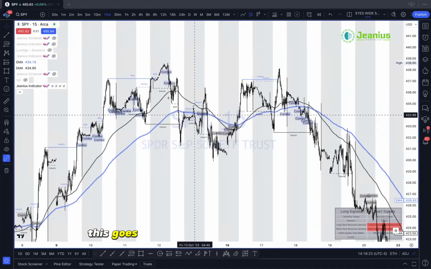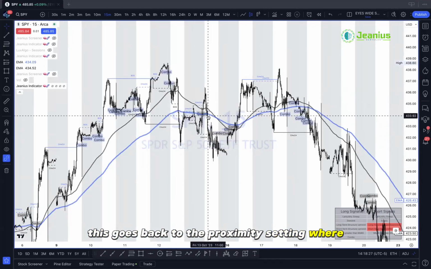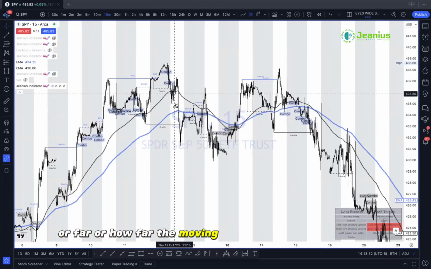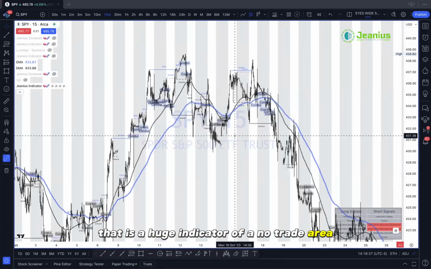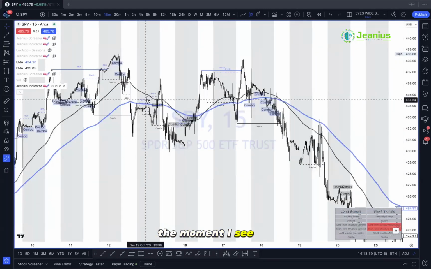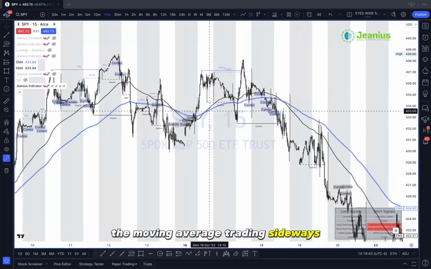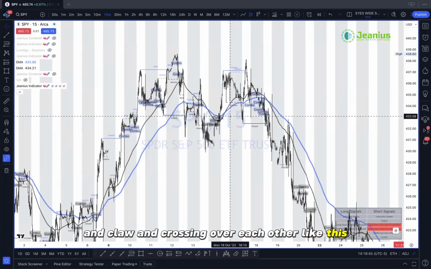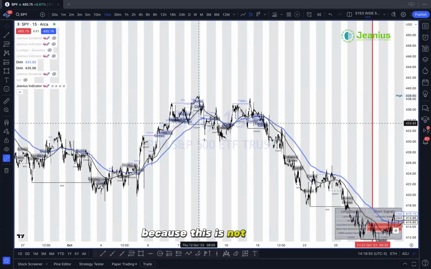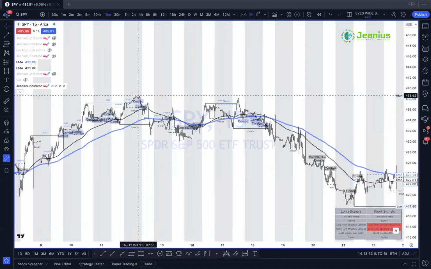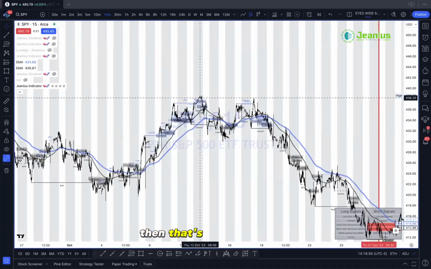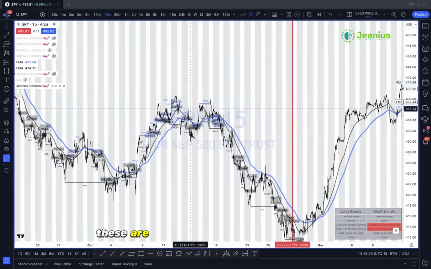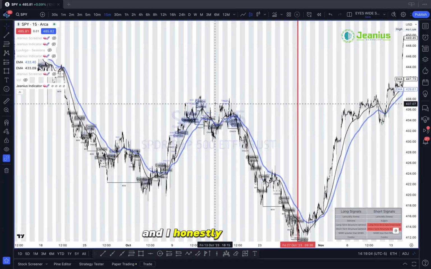Once again, this goes back to that proximity setting, where the closeness or how far the moving averages are from each other is a huge indicator of a no trade area. So I also like to look at that as well. The moment I see the moving averages trading sideways and crossing over each other like this, I literally never trade, because this is not a trend. It's not trending right now. Now, obviously, if you're somebody that likes to trade those ranges where there's a lot of volatility, then that's cool. But for me, these are areas where I don't like to trade, and I honestly don't trade.